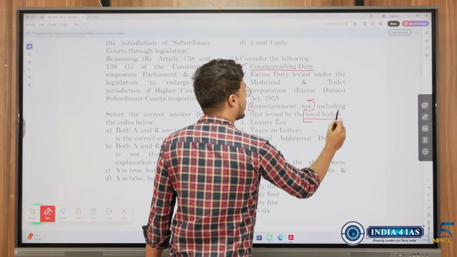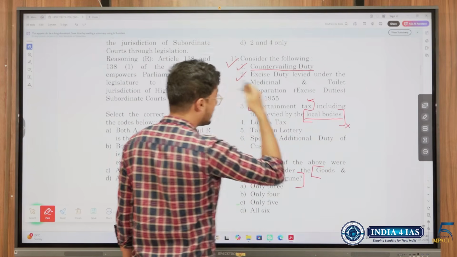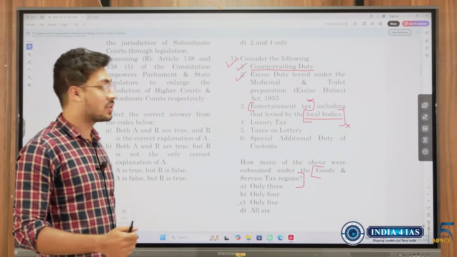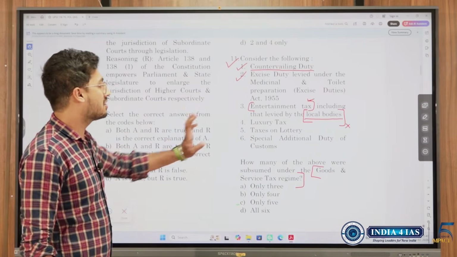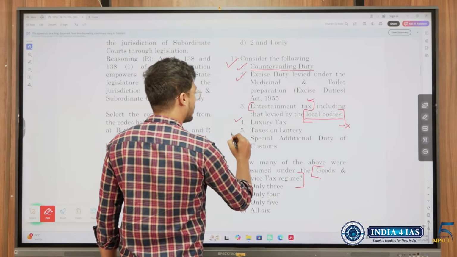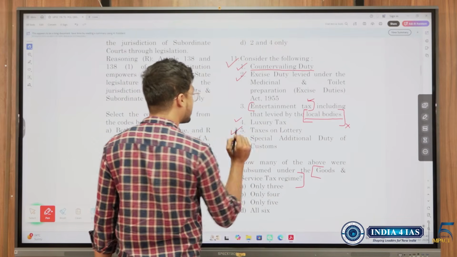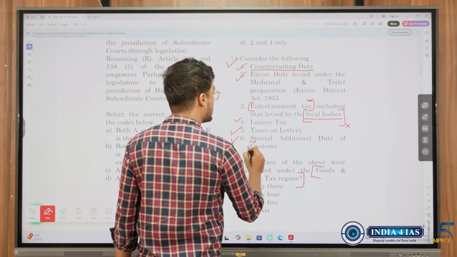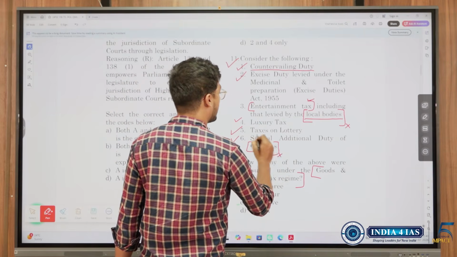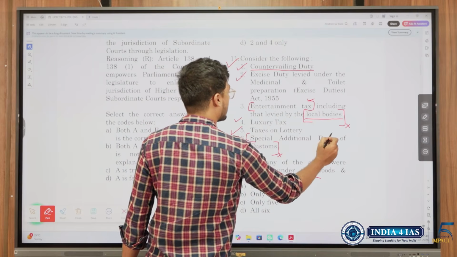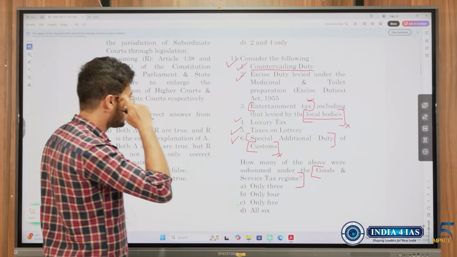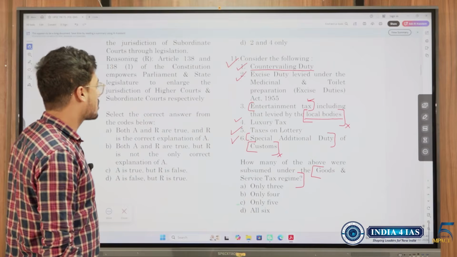Local bodies domain is a different matter; GST has not taken in the local bodies' tax system much. So this is wrong. Luxury tax, yes. Taxes on lottery, yes. Special additional duty on customs, yes. Do not confuse, customs is not under GST. It is only the special additional duty on customs that is there. So the answer to this question is 5.